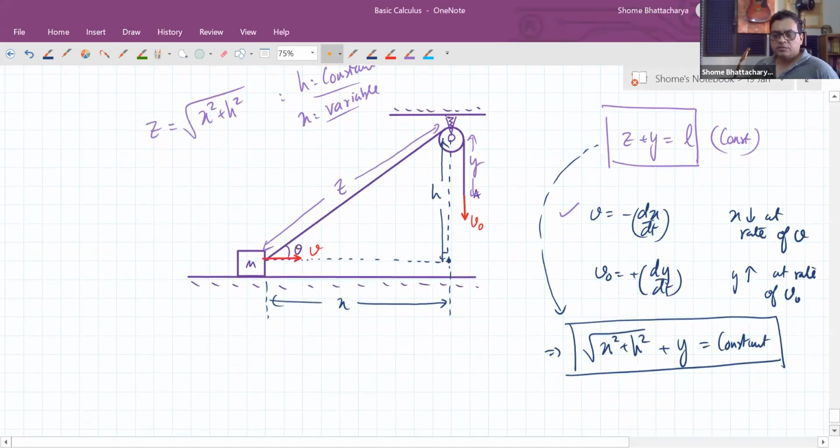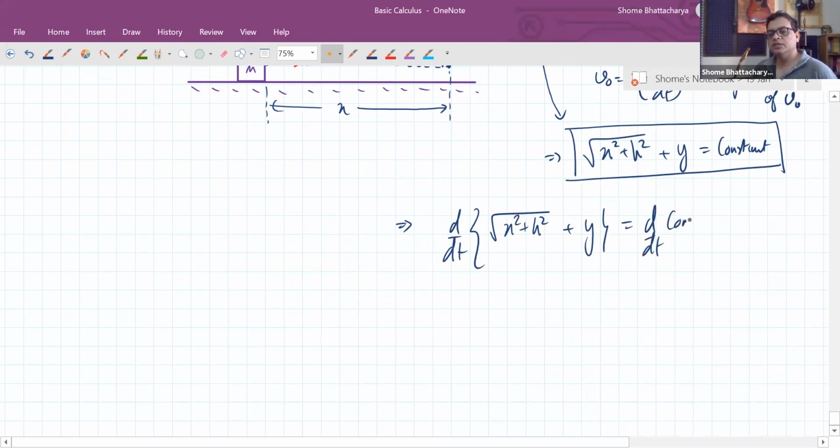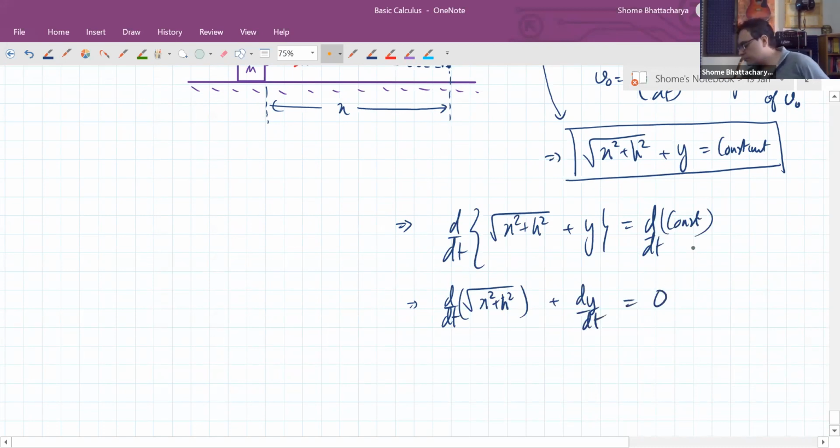Okay, so next up you will see that when we apply the differentiation principle, differentiation of the whole left hand side, which is square root of x square plus h square plus y, equals, on the other side, differentiation of a constant. So that is 0. Now we can open this bracket and apply the distributive property of differentiation. That should be 0 on the other side, because differentiation of any constant is 0. Now to calculate this term we will use chain rule.